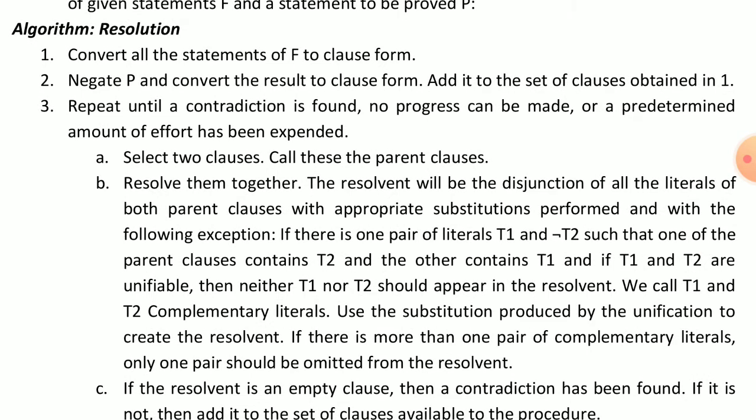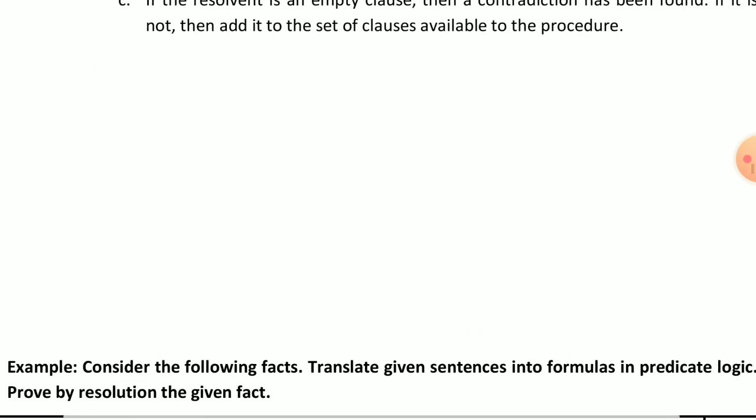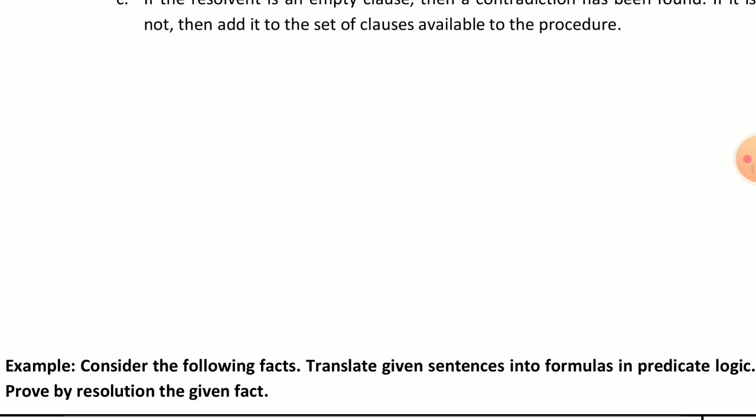So here the algorithm for resolution is completed. In the resolution algorithm, a total of 3 steps are present, and in the third step there are also 3 sub steps given. Now we can take one example and learn the resolution algorithm.